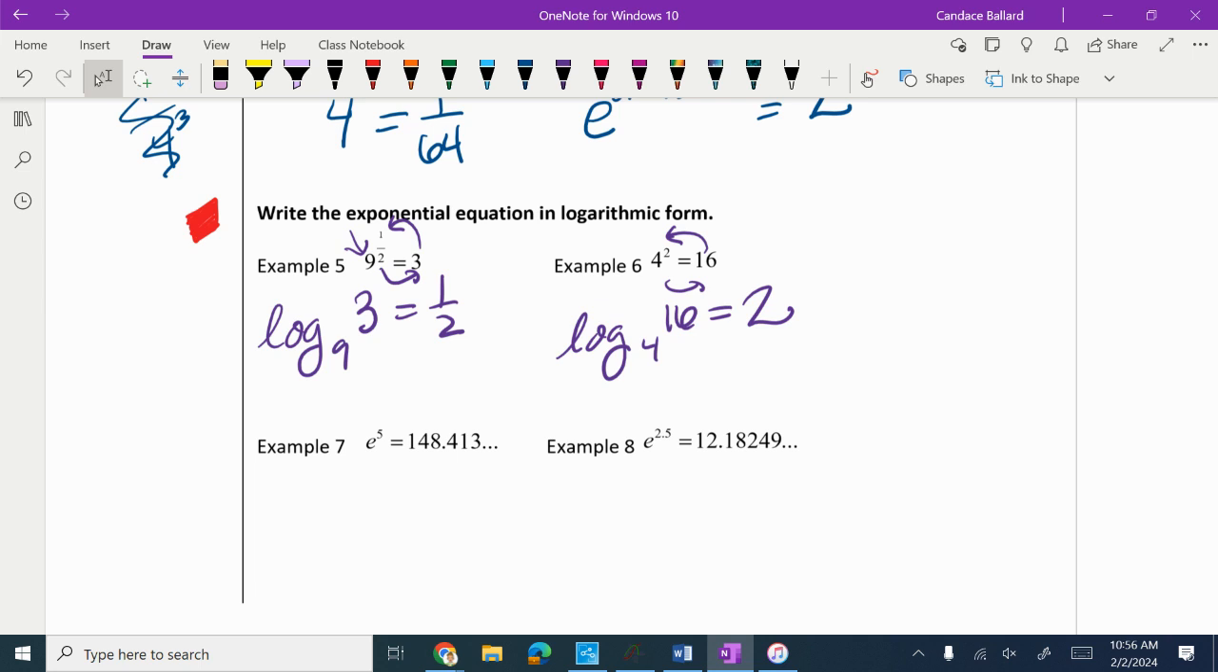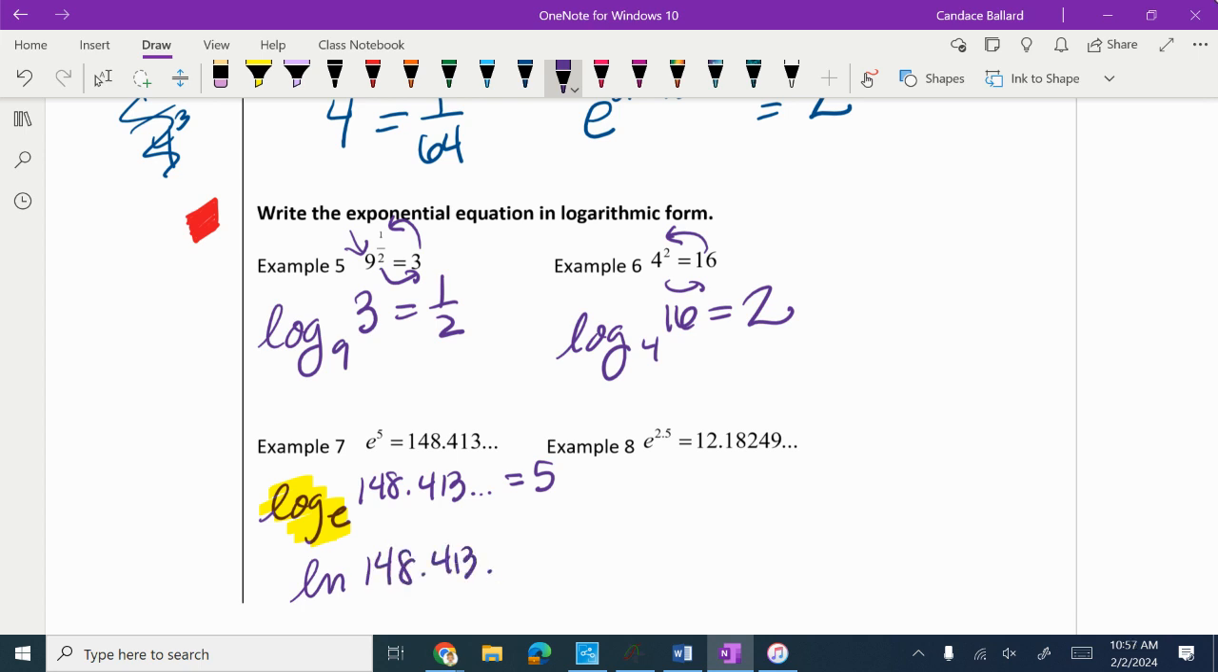All right, these are going to be a little bit different because they're natural logs, okay? Because they're e's. So I'm going to start it the same way. What is my base technically? E. So let's write log base e. There's nothing that says we can't do that. And then I'm going to write this goofy looking number, 148.413... equals what? 5. Good. But we can get a little fancier because we know that log base e is the same as natural log. So I could write it as ln 148.413... equals 5.